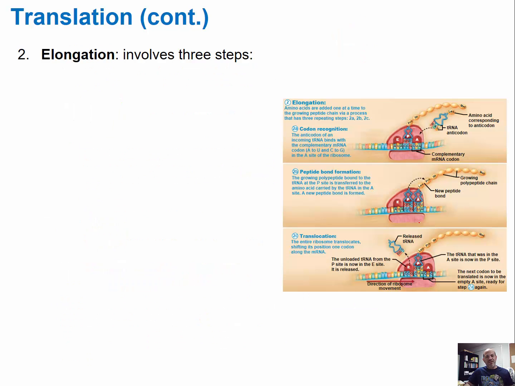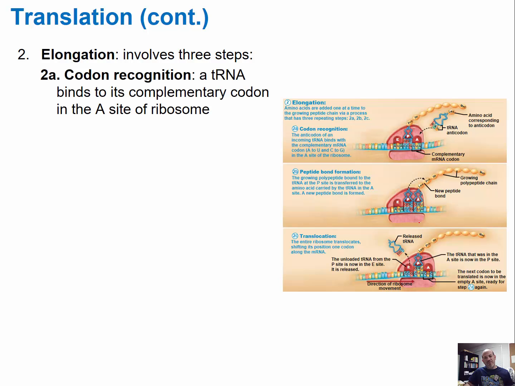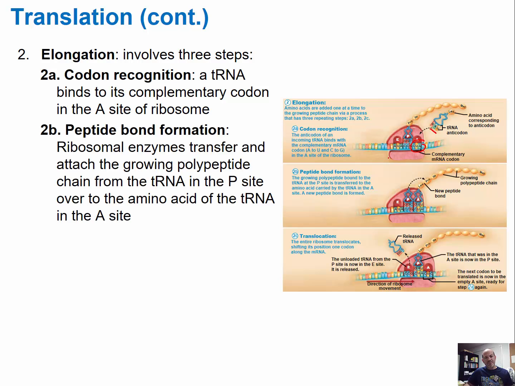Now we're going to do elongation, and it involves 3 steps. So the first step is codon recognition. And here a tRNA is going to bind to its complementary codon in the A site of the ribosome. So right here we have a tRNA coming in. It's got its anticodon, and it's going to match with the codon there and bind there at the A site, or the aminoacyl site.